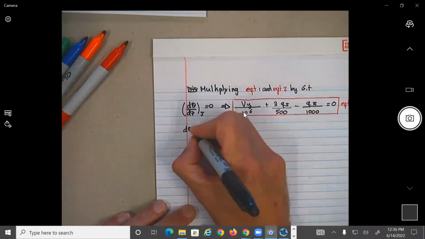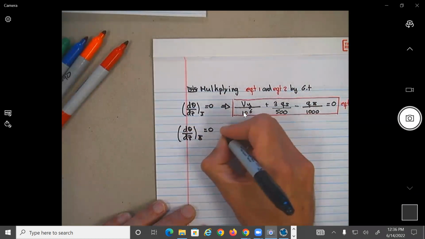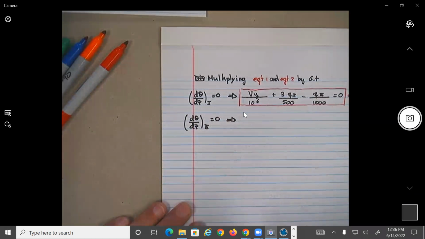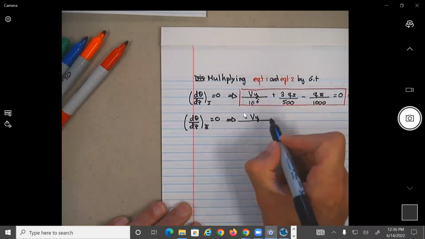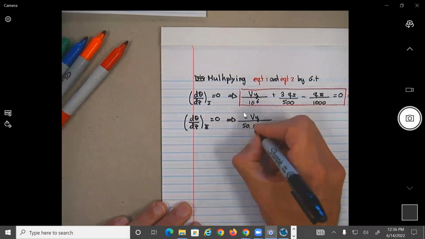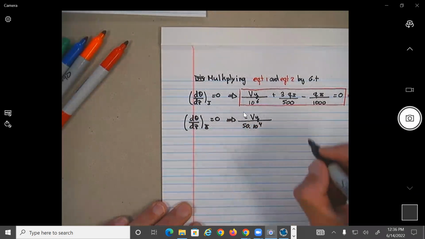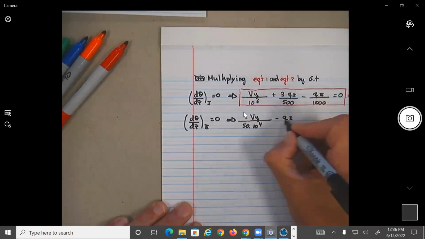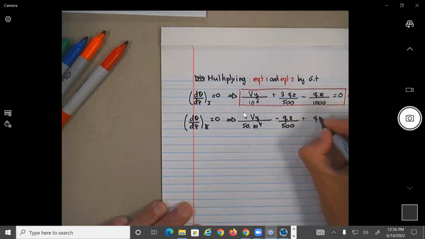All right, and the second equation, d theta dz of 2 equals 0, is giving me minus Vy divided by 50, 10 to the 4, minus Q1 over 500, plus Q2 over 125.